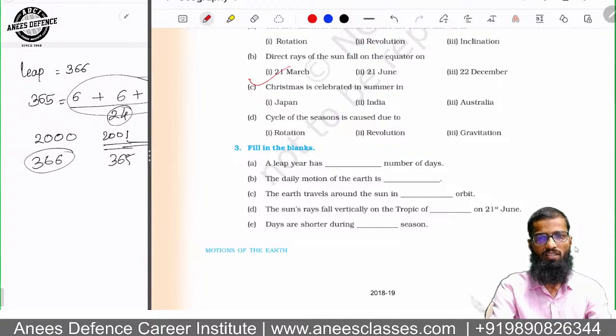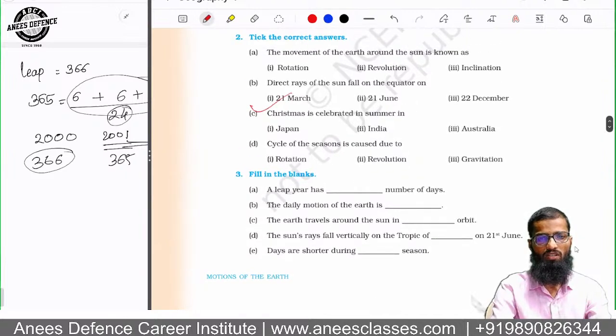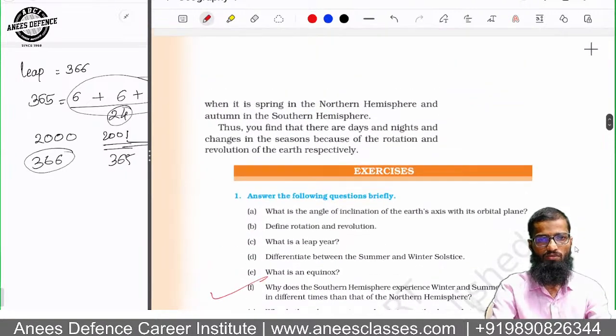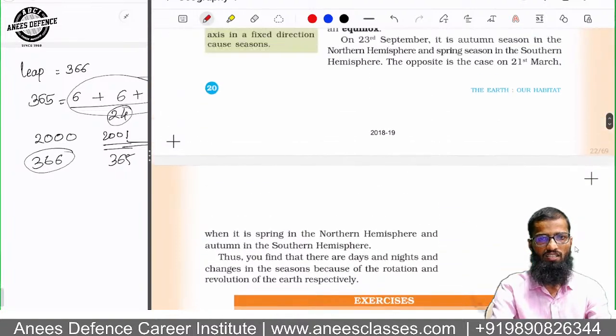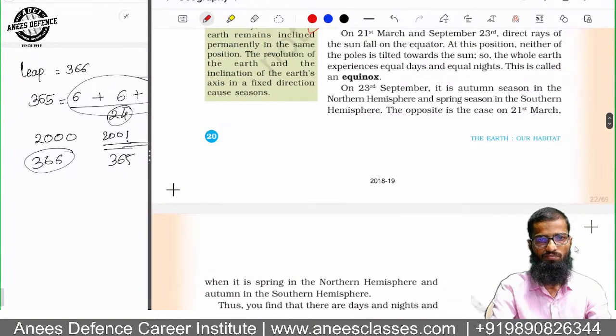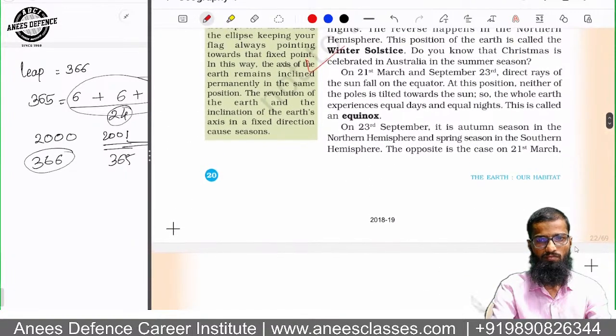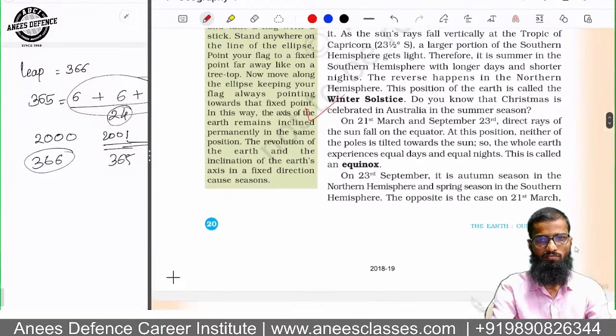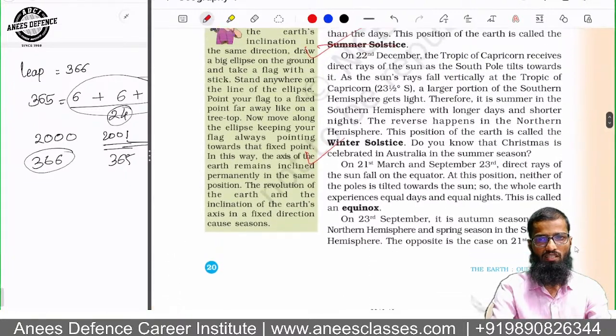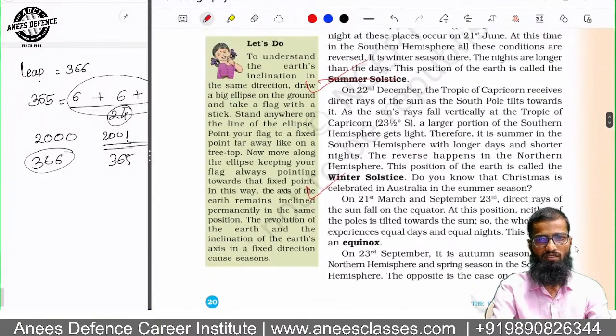Christmas is celebrated in summer in, क्रिसमस समर के अंदर कहाँ पे सेलिब्रेट होता है? तो if you go and just check your exercise, so we will get it here.